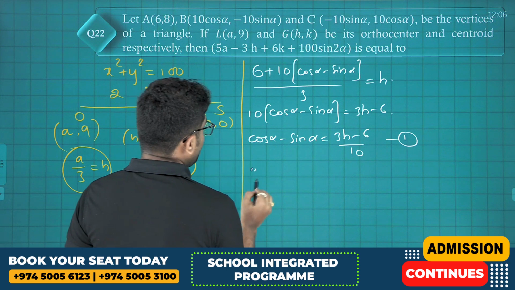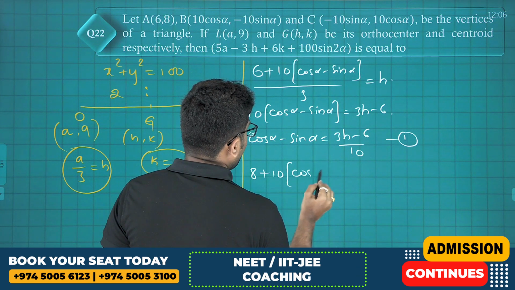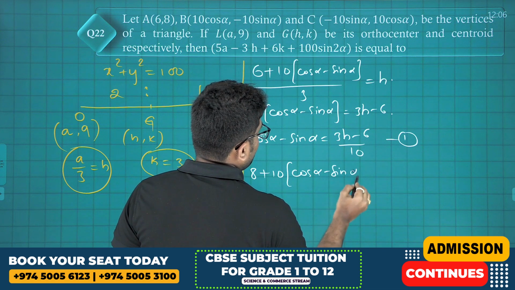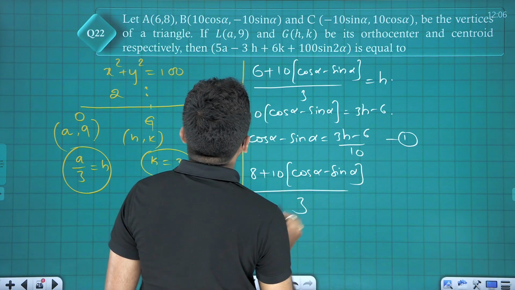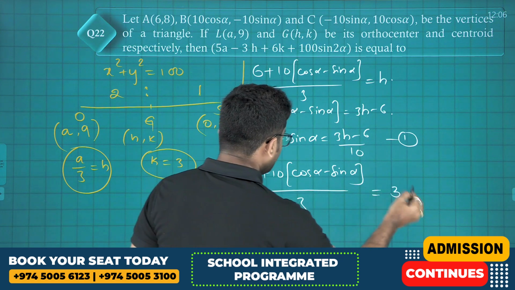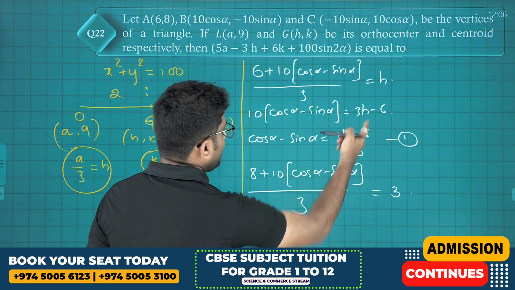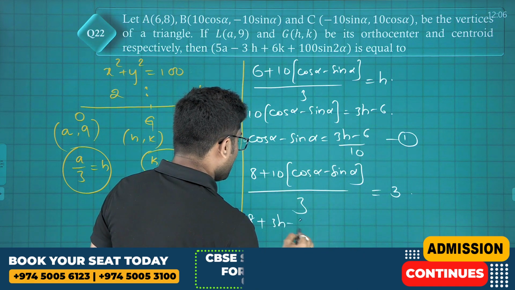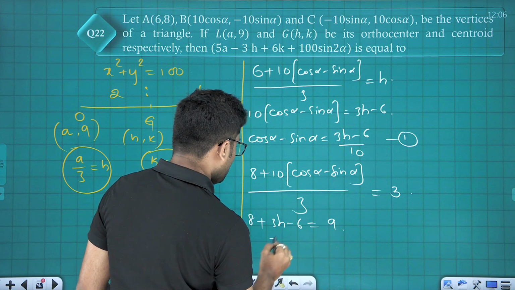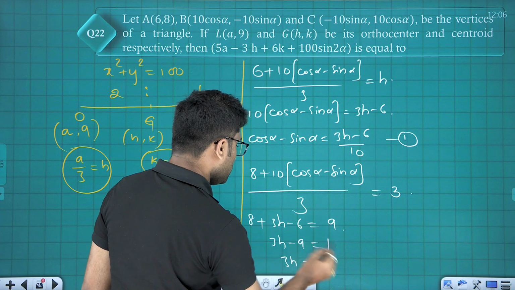Y coordinate is 8 plus, again same, 10 times (cos alpha minus sin alpha) whole divided by 3 is equal to k, but k is already 3, no? So 8 plus 10 times (cos alpha minus sin alpha) is 3H minus 6. 3H minus 6 is equal to 9.